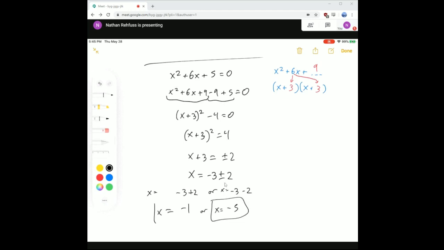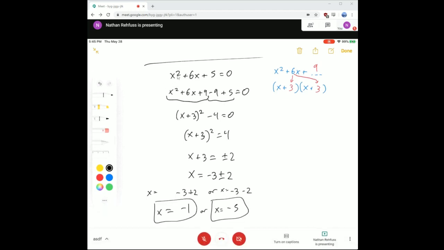And those really are our solutions. If I plug those back in up top, -1 squared is 1, -6 plus 5 is 0. With a -5, it would be +25 minus 30 plus 5, which really equals 0.